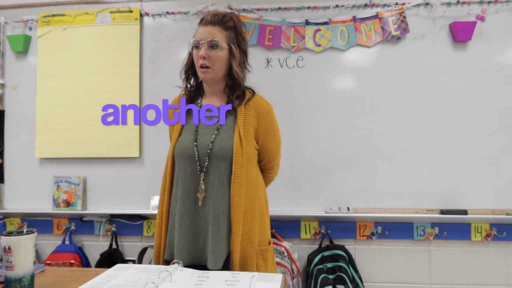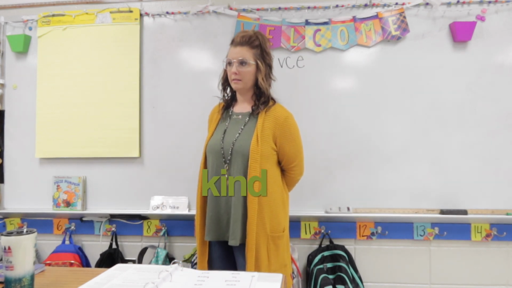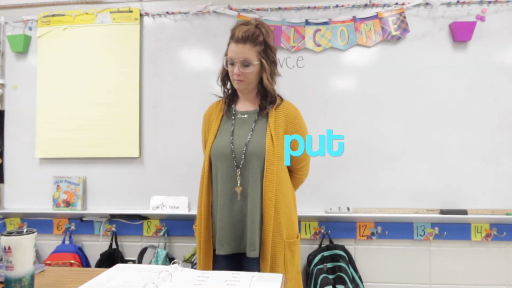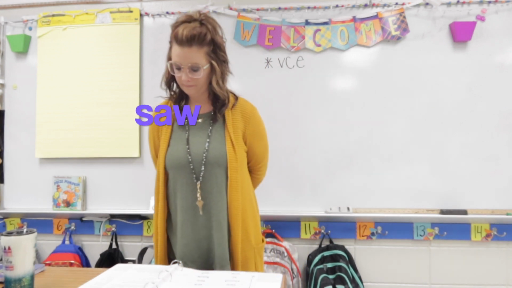Okay, looking at the page that starts with another. Using your pencil, I want you to circle these words. Another. You circle the word another. Circle the word don't. Circle the word kind. Circle put. Circle saw. And circle sound. Practicing these words will help you recognize the word automatically and make your reading more fluent.